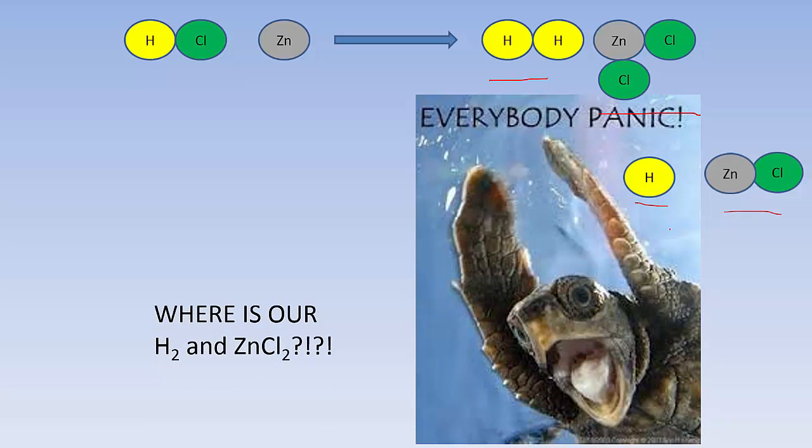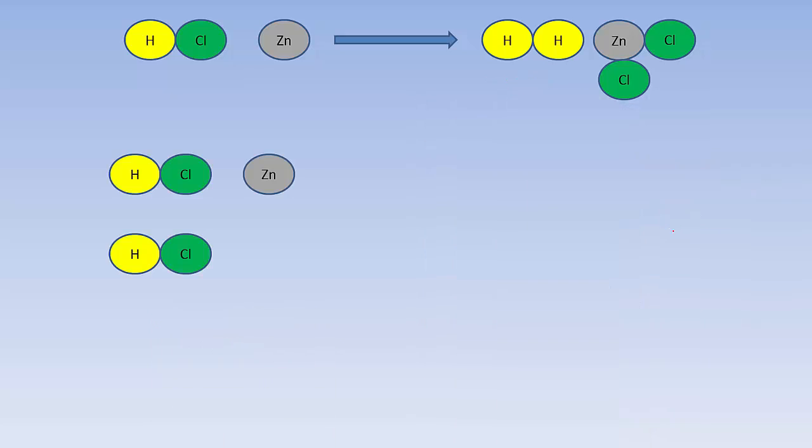Everybody panic, right? Now, calm down and relax and think about it and go, hey, how can I balance these? Well, if I need H2 on the right, I'm going to have to start with 2 hydrogens on the left. So why don't I start with 2 HCl's? I think that'll help me out with the chlorines as well. I need 2 chlorines on the right. I only got 1 on the right. So if I start with 2 of these, now I got 2.